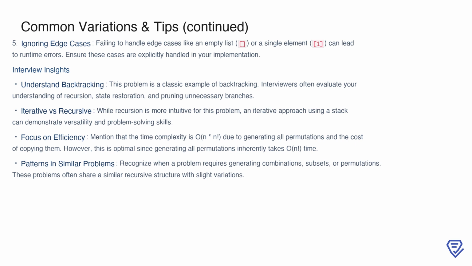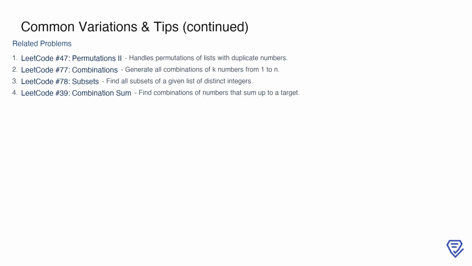Generating all permutations inherently has a time complexity of n!, but copying paths into the result set adds an additional n factor, making the total complexity n*n!. Lastly, it's helpful to recognize patterns in similar problems, such as generating combinations or subsets, which often share a similar recursive structure with slight variations. Understanding related problems can deepen your grasp of permutations and help you identify shared patterns.